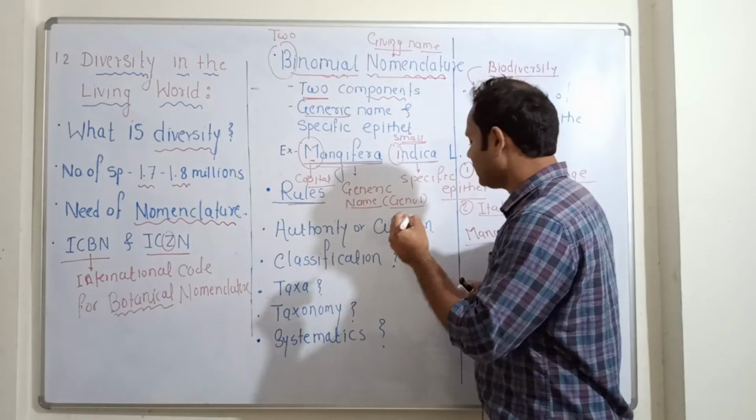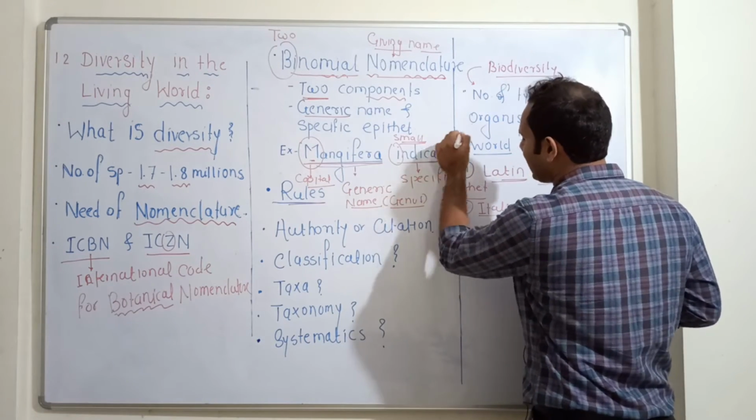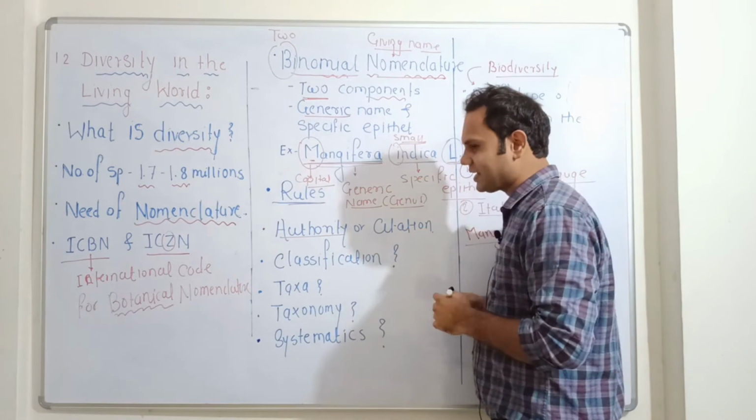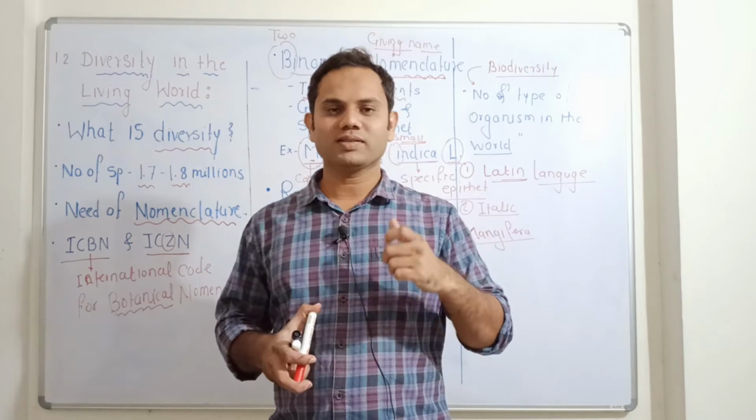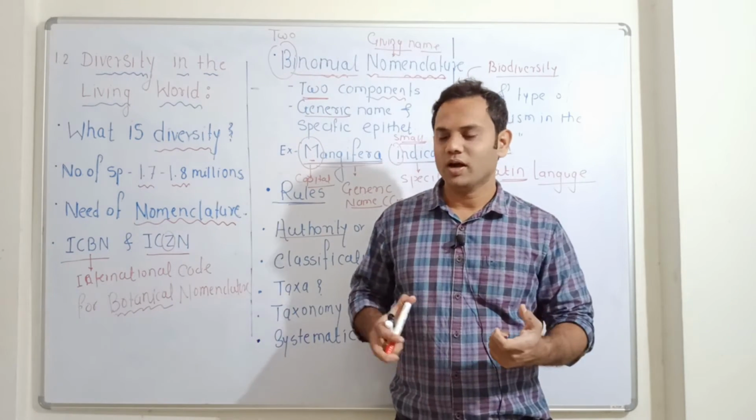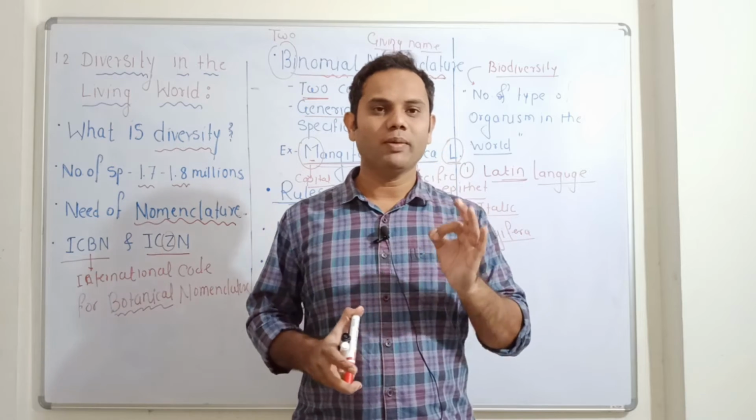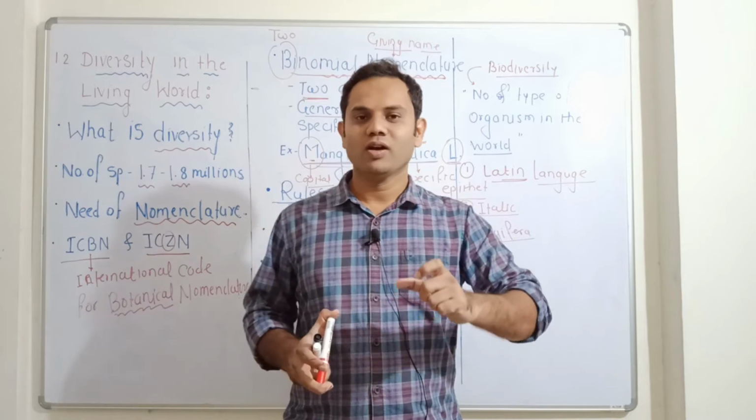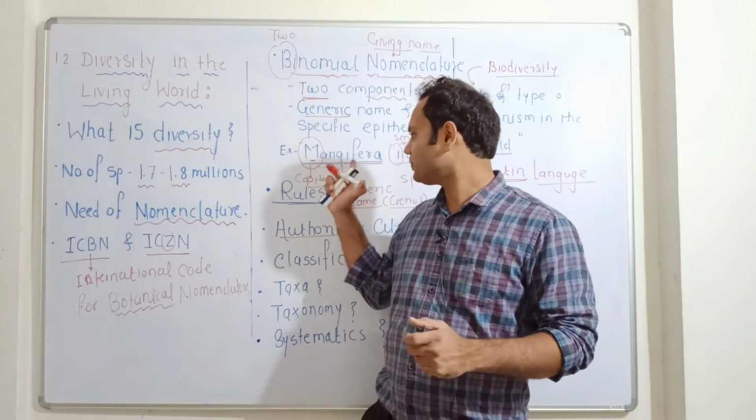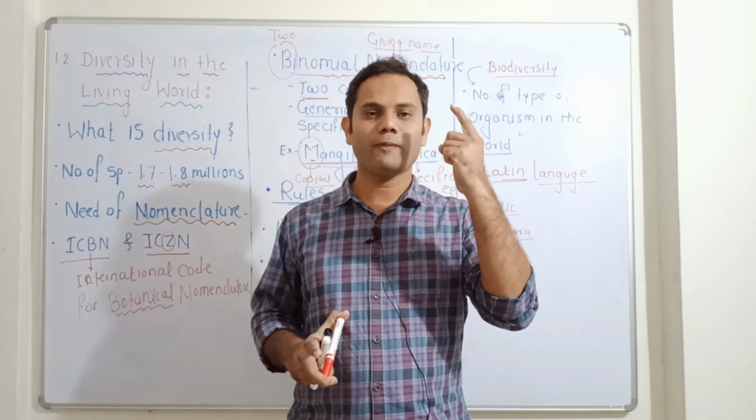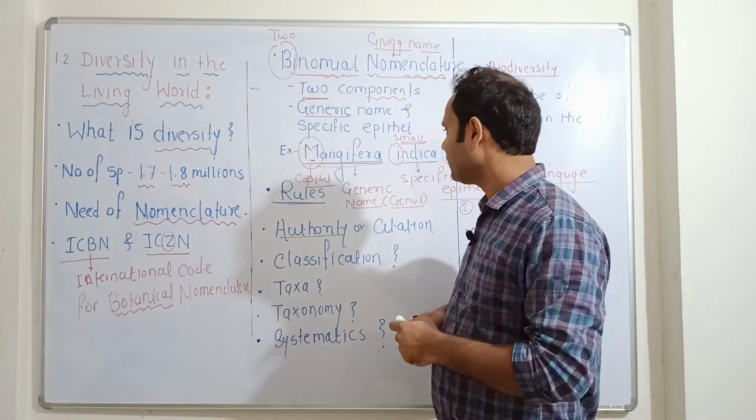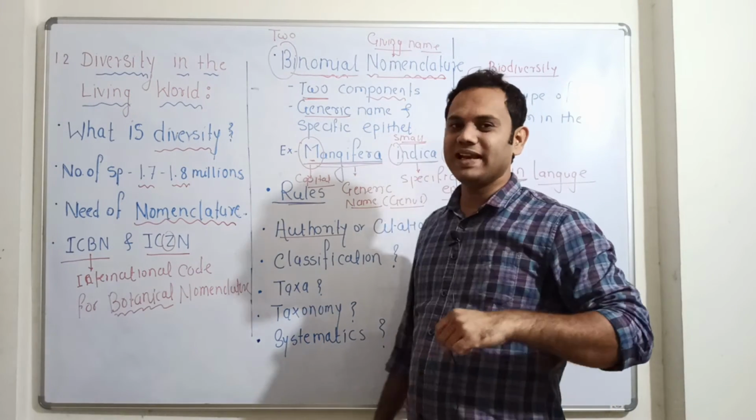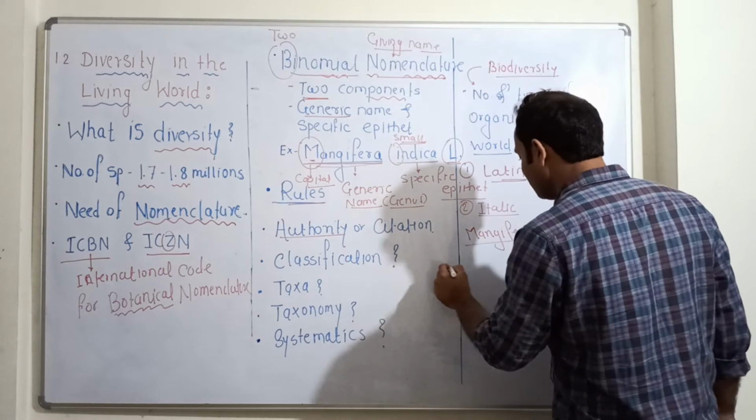Now I have written here L. So what is this L? That L is called the authority, or it is also called the citation. So what is authority? Authority is nothing but the brief version or short form of the name of the scientist who described that species for the first time. For example, here in Mangifera indica, I have written L. L stands for Linnaeus. You know Linnaeus.